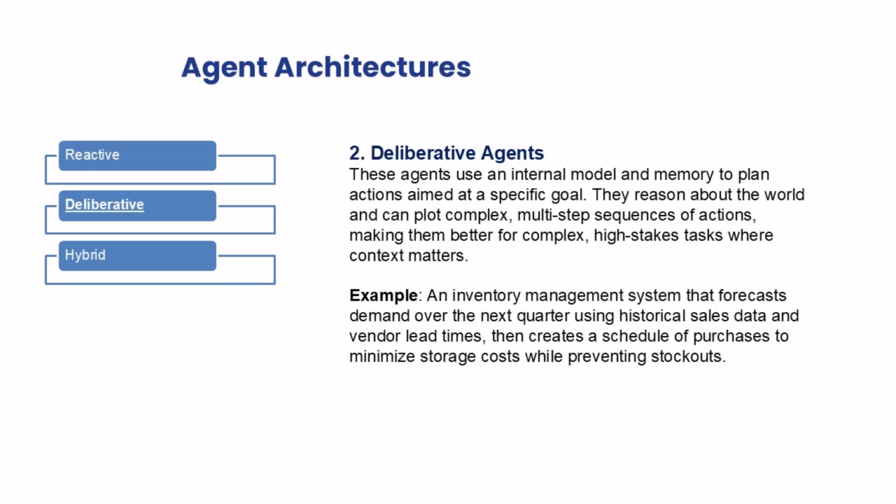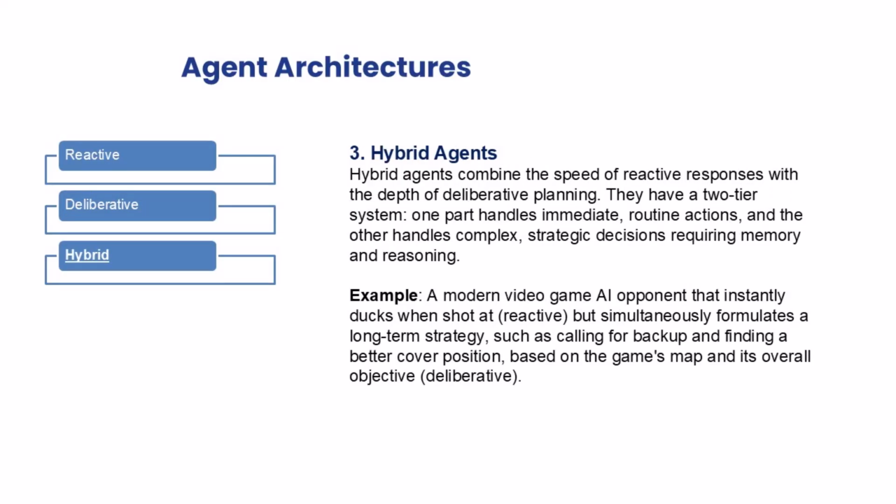The deliberative agent, on the other hand, has strong memory and creates an internal map or model of the world. It uses its memory and its goals to reason and plan a complex multi-step sequence of actions. It thinks ahead. And because of this, it's slower as it takes time to plan in terms of speed. A typical example is a self-driving car. It plans the entire route, predicting traffic and calculating exactly when to speed up or slow down to reach the destination efficiently.